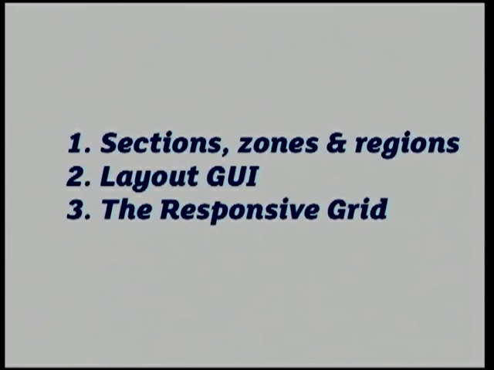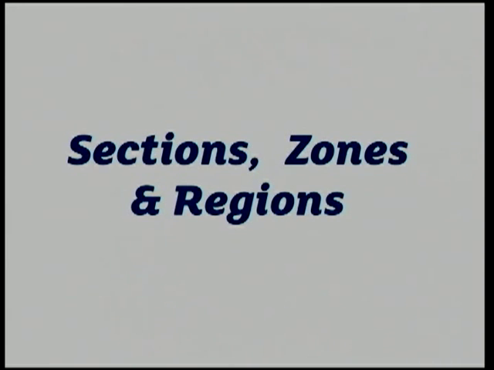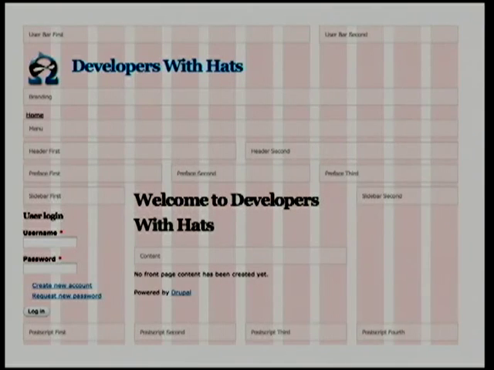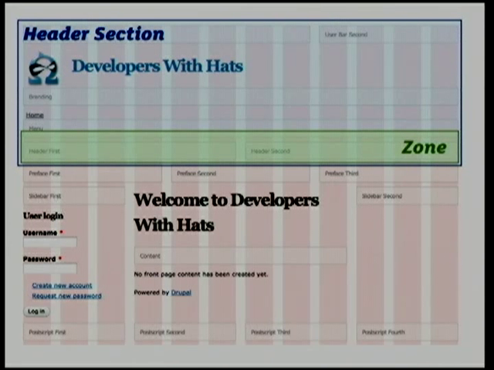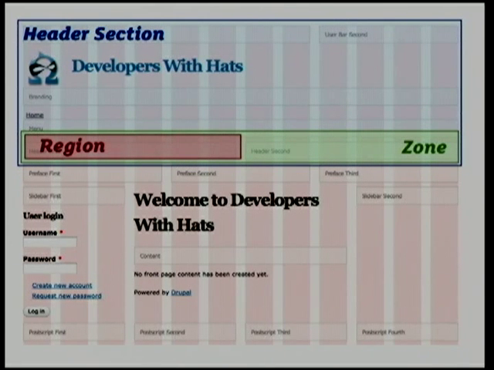So the concepts of the Omega theme include section zones and regions, the layout interface, and also the responsive grid. Section zones and regions are basically page content containers that allow you to split the page up into various sections. In this example, you can have a header section, and within that header section we have the zone, and within that zone we have regions, so we're able to slice the page up fairly well to suit the content that we're trying to display.